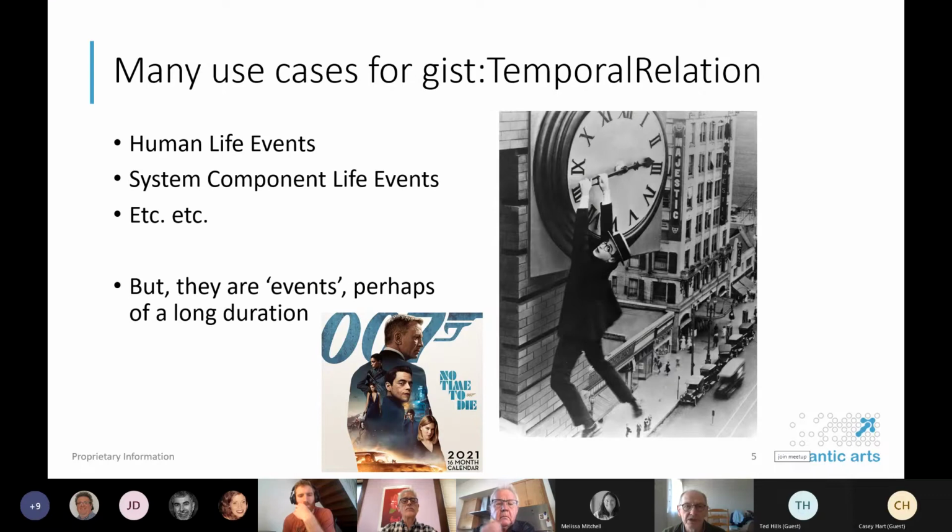Because there are many, many use cases where we've got things like human life events or system component life events. Sometimes the events are of very long duration. Sometimes they just have a start date. But we get them in many areas. So the idea of just temporal relation is a really good one to have in the upper level ontology. It's going to be used quite a bit.